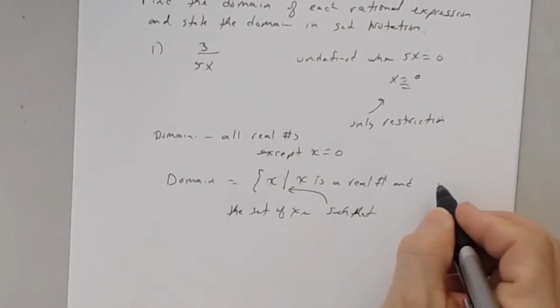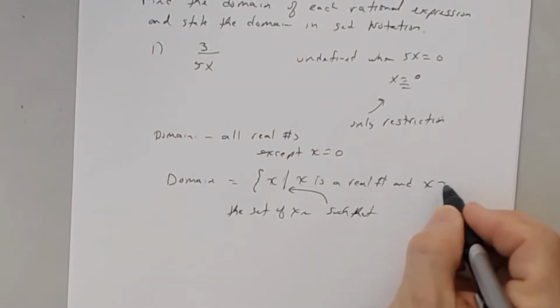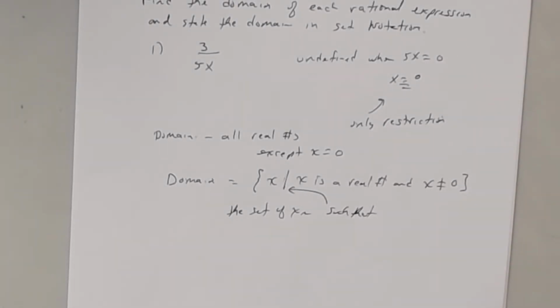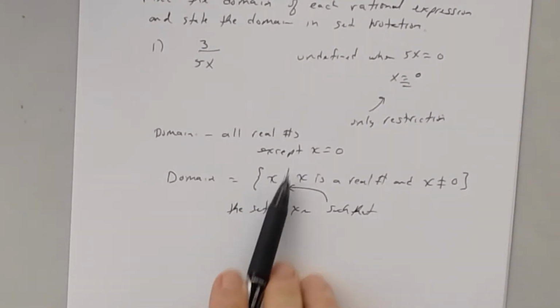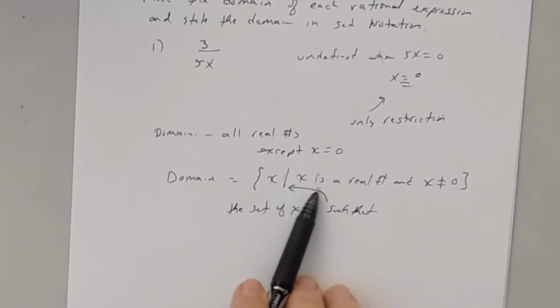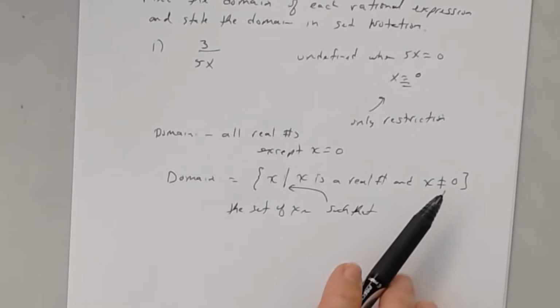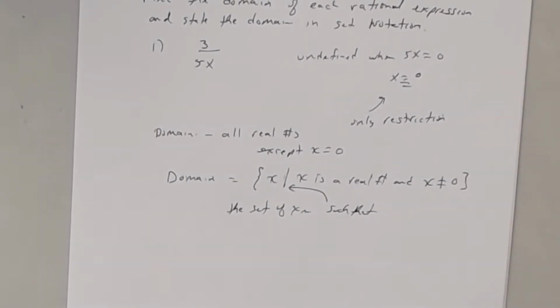and you tell me what x cannot be now. What can't x be? 0. So that's how you would write this in set notation. So what I just wrote was this. The set of x's such that x is what kind of number? A real number, except what can't x be? 0. So that means all real numbers except 0.